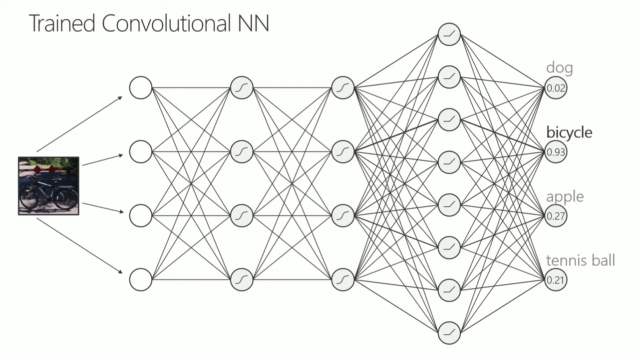So in this case, you can see we've inputted a picture of a bicycle on the left-hand side of the picture. It passes through all those nodes to the far end until the number for the node bicycle on the right-hand side is 0.93. That's the highest number. So this particular neural network has correctly identified that that is a bicycle that was input there on the left.